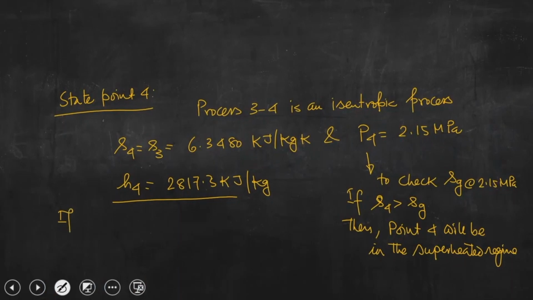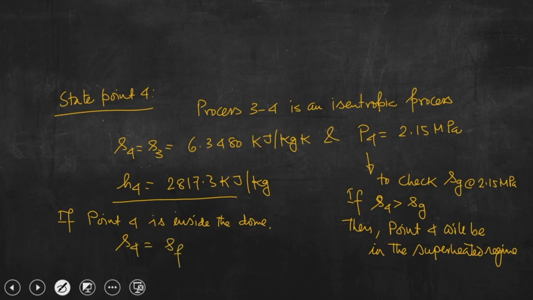I am telling you one case. If point 4 is inside the dome, then S4 will be equal to Sf plus x4 Sfg, and in that case you know the total entropy at point 4 because you got it from S3, and Sf and Sfg you need to calculate at the pressure at which point 4 is defined.